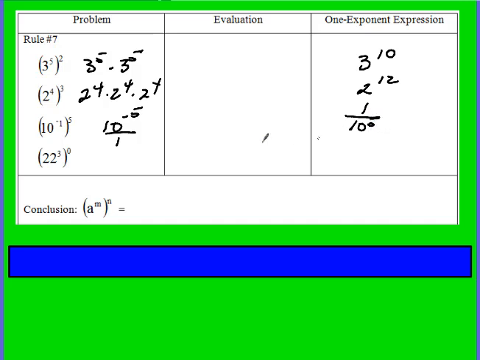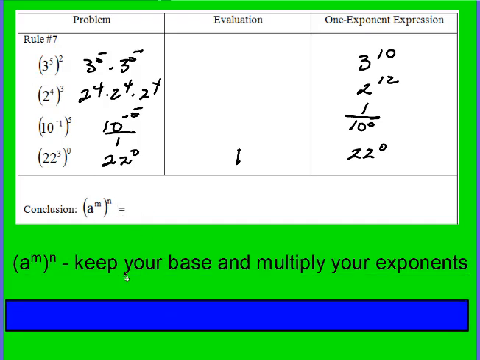Okay? Now what if we have to the 0th power? Well, if I multiply 3 times 0, I get 2 to the 0th power. So that would be my one exponent expression. But then what would my evaluation be? Well, we remember from the second property that anything to the 0th power would be 1. Okay, so what happens if I have an exponent to an exponent? You keep your base and you multiply your exponents.